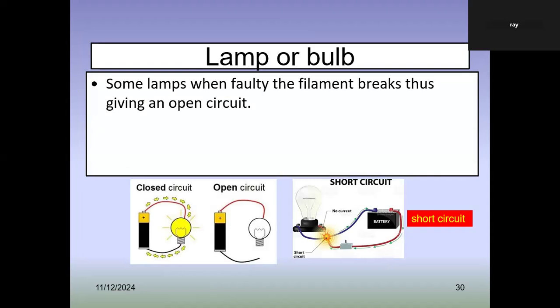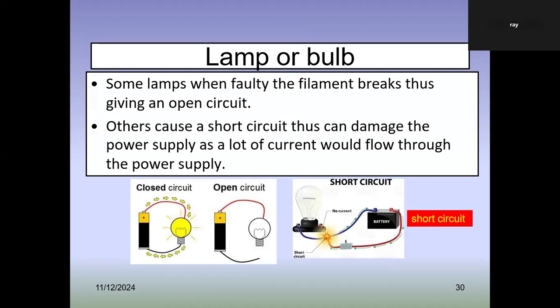Some lamps, when faulty, the filament breaks, thus giving an open circuit. No current can flow. Others cause a short circuit, thus can damage the power supply as a lot of current will flow through the power supply. You never connect a wire to a battery. The battery will heat up, the wire will heat up, the battery will spoil. This is called a short circuit.